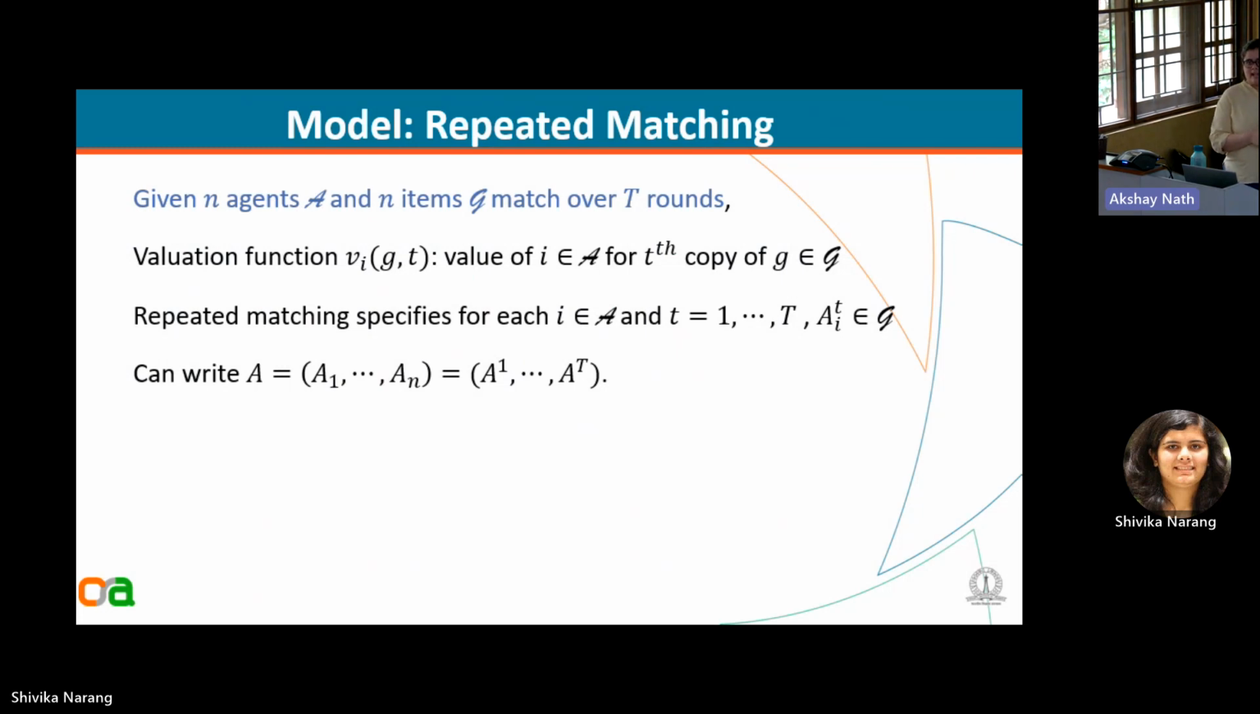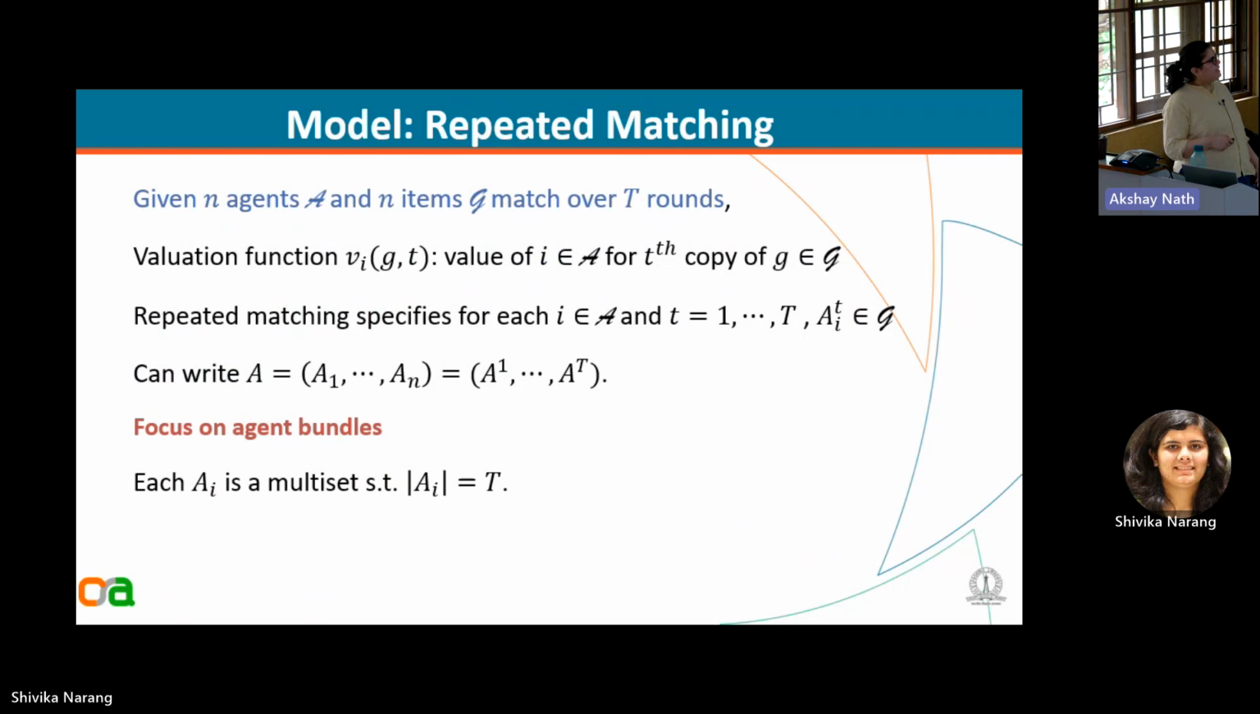So if you just give me valid agent bundles, I can come up with multiple different agent matchings that will satisfy this. So we will be focusing on fairness across time, not in every round. So we will focus only on this agent bundles idea, and we will look at each agent's bundle, which will be a multi-set of size T.